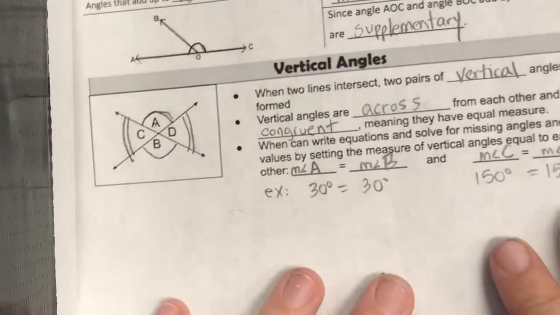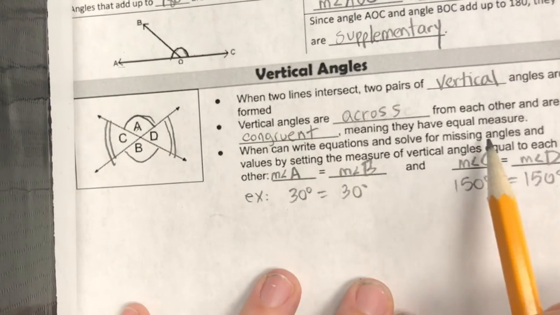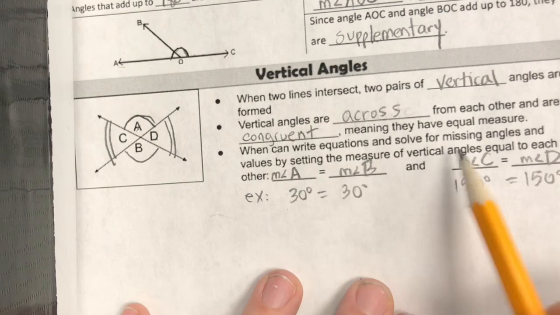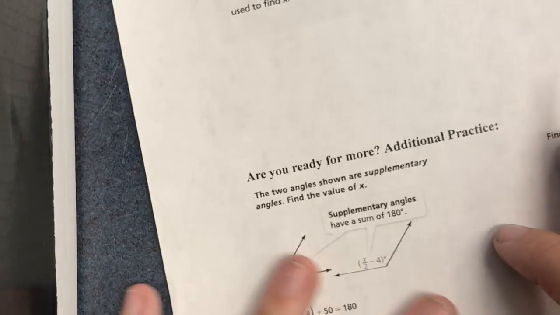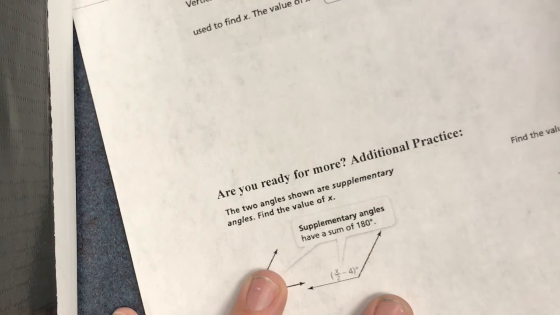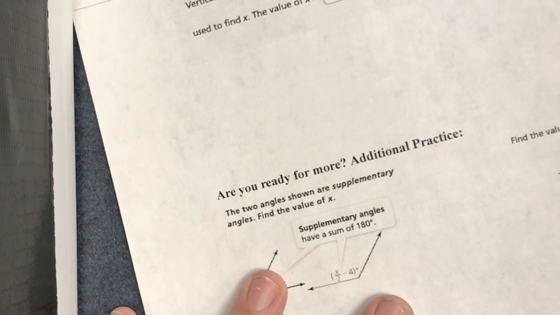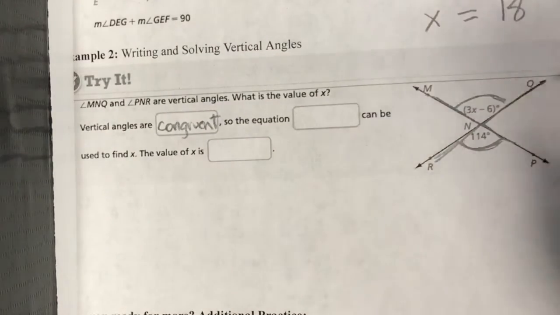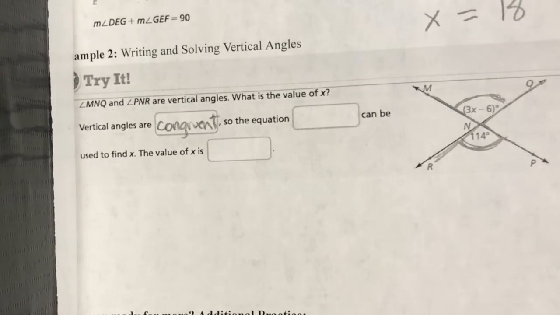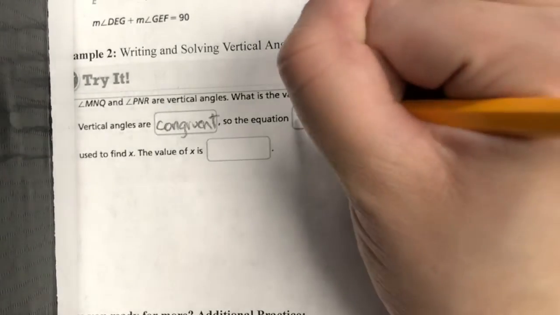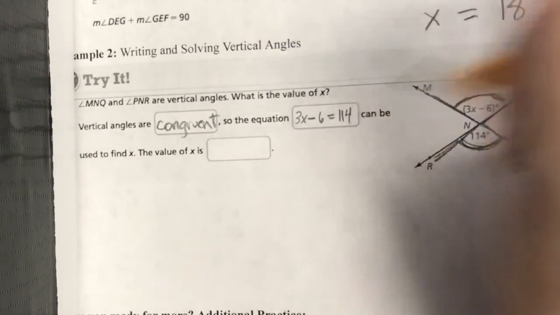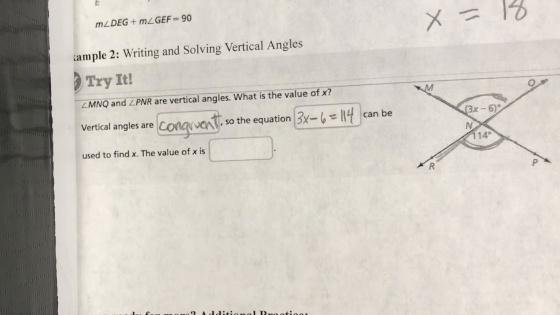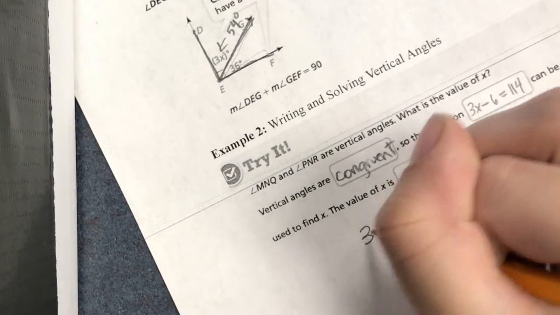What I wrote down is we can write equations and solve for missing angles by setting the measures of the vertical angles equal to each other. Okay? Well, this angle and this angle are vertical. So I can set those two equal to each other to find x. So 3x minus 6 is equal to 114 can be used to find x. And then lastly, we just need to solve that.